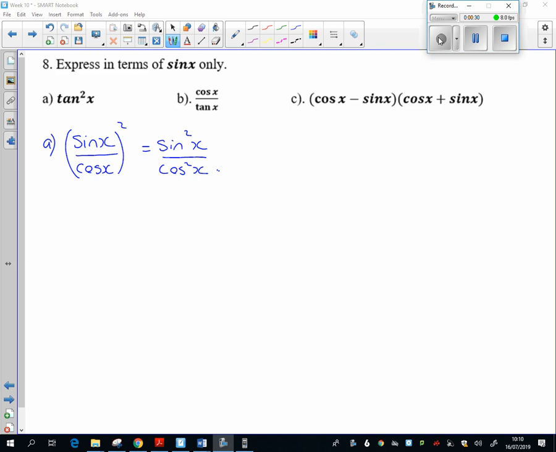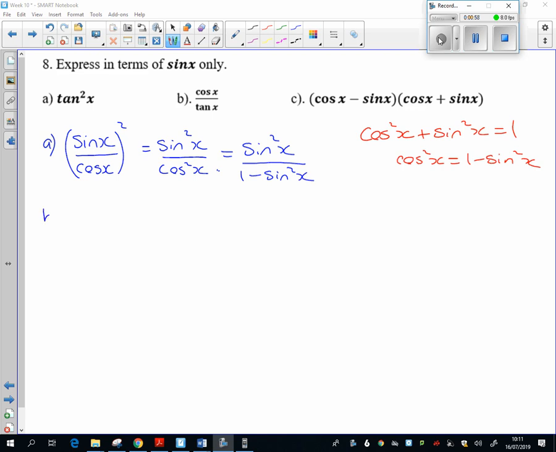Well, there's only two identities that we use this year. So cos squared x plus sine squared x is 1. So cos squared x is 1 minus sine squared x. So I can switch that for 1 minus sine squared x, and I'm done. Yep, so that's written purely in terms of sine x.